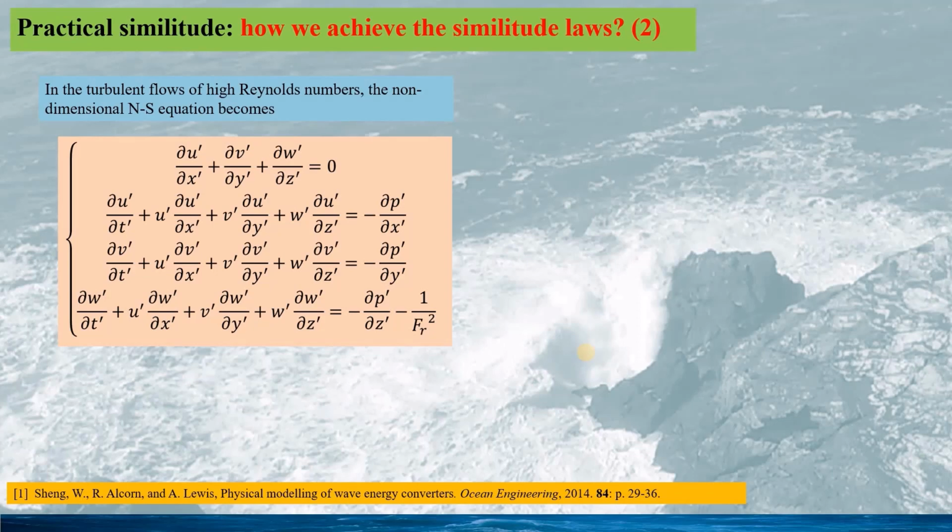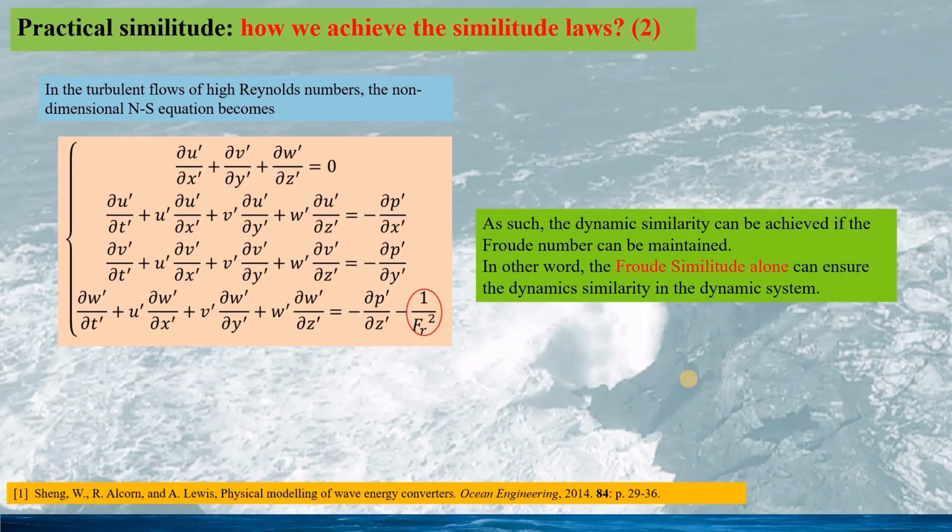In the case of a high Reynolds number, the non-dimensional Navier-Stokes equation can be simplified as this. So this non-dimensional Navier-Stokes equation for the transformed standard system can be governed by the Froude number only. This means in the scale model, the dynamic similarities can be guaranteed by the Froude similitude alone.